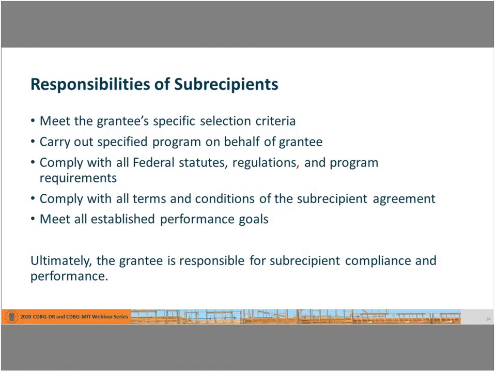Parting thought for my part here before I hand it off to Kevin is, again, subrecipient is under the grantee, under the lead agency. And so ultimately the grantee is responsible for their compliance and their performance. And so we'll talk more about how you actually dig deeper into how you select these so you can ensure that you're off on a good foot with that, and also to monitor these issues as they arise. So that, Kevin, I think I'll hand it over to you.